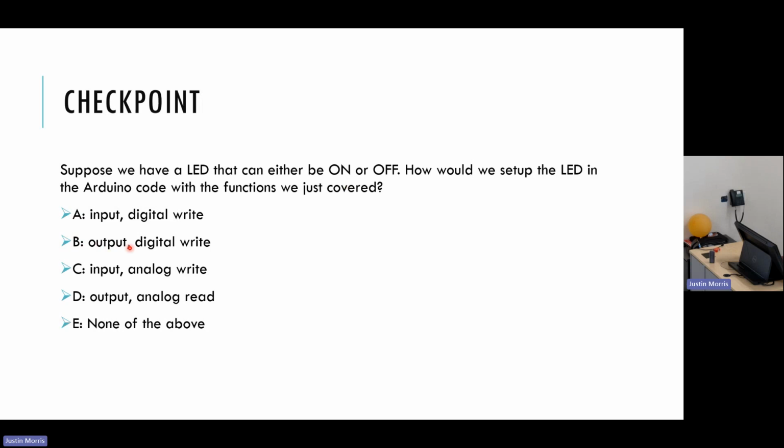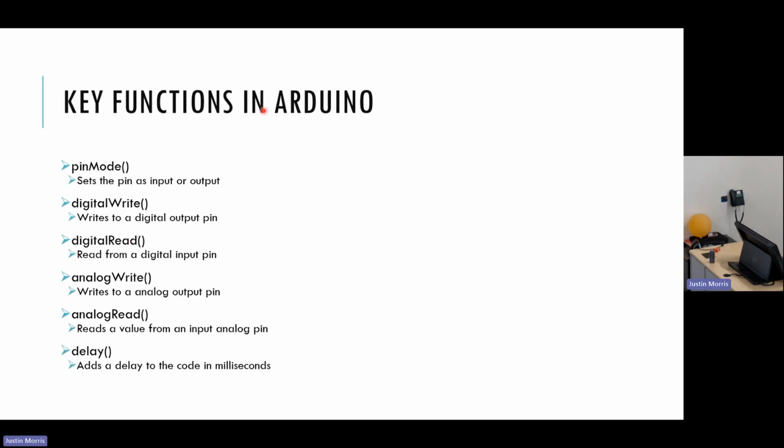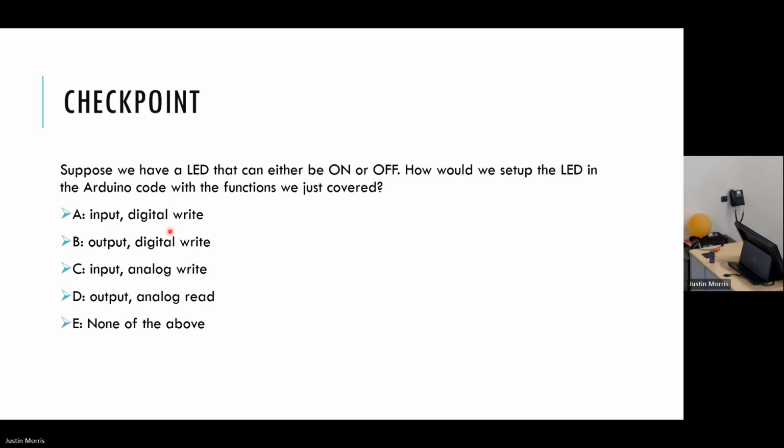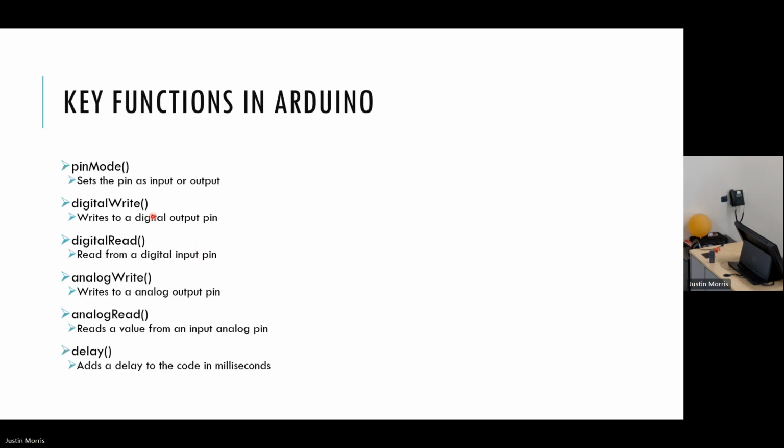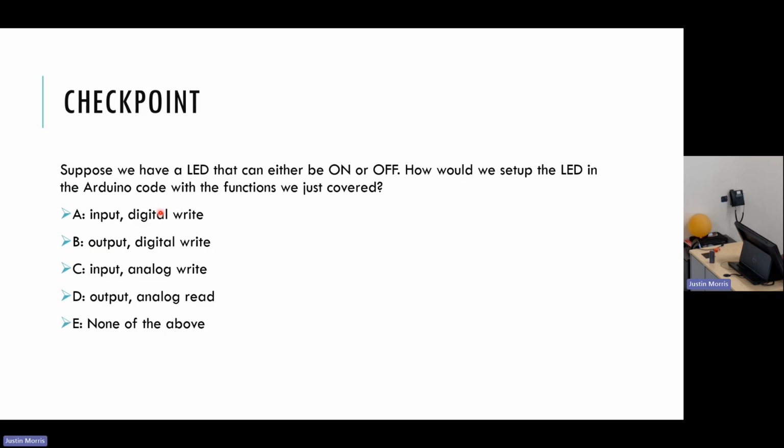It's an output. So we do pin mode, whatever pin we're using, set it to output. And then when we want to turn it on or off, we would use digital write, the pin number, and then high or low. Right? So high would be to turn it on, low would be to turn it off.